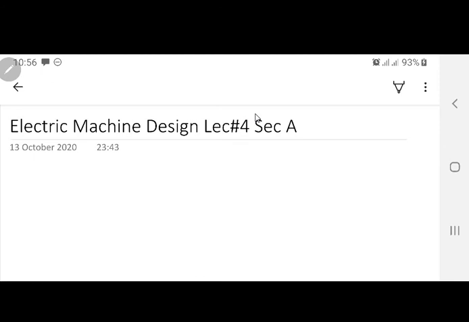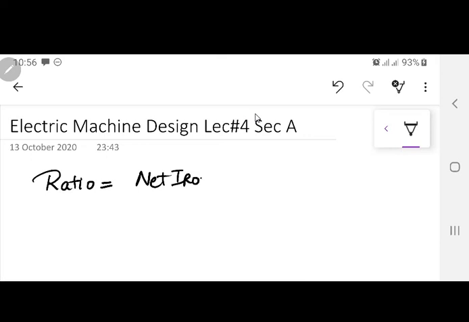Okay, in the last lecture, if you remember, we talked about two ratios. This was the table 7.2 in front of you. I'm talking from the book by R.K. Agarwal, Principles of Electric Machine Design. So there were two ratios I discussed at that time. The first ratio was the ratio of the net iron area divided by the area of the circumscribed circle.